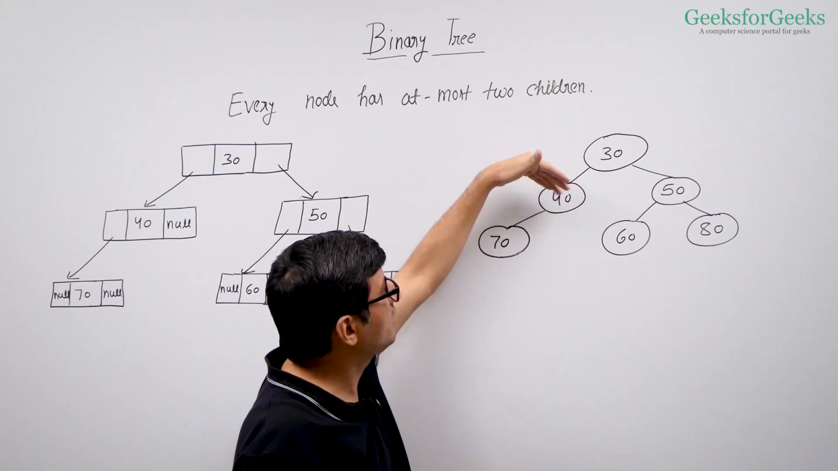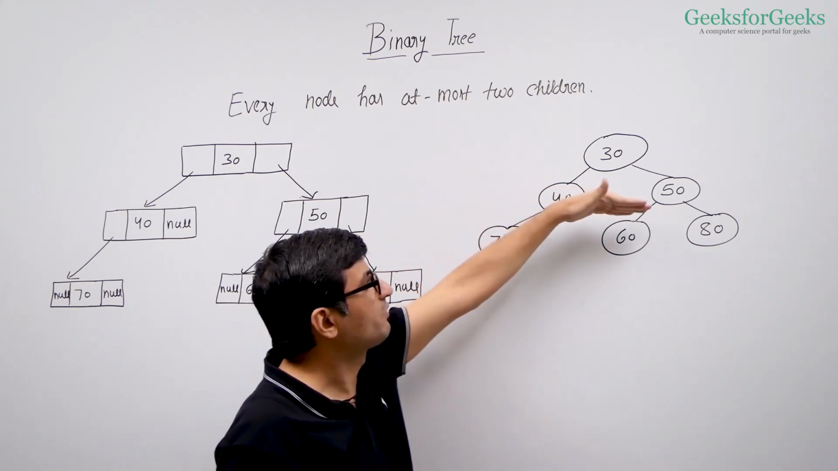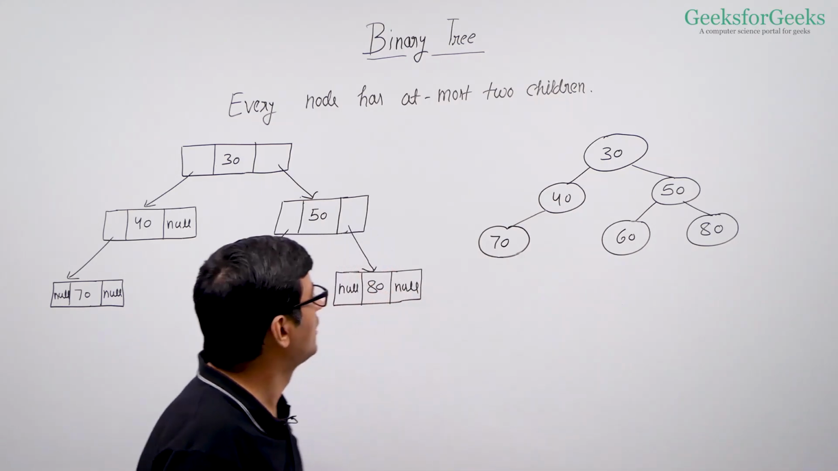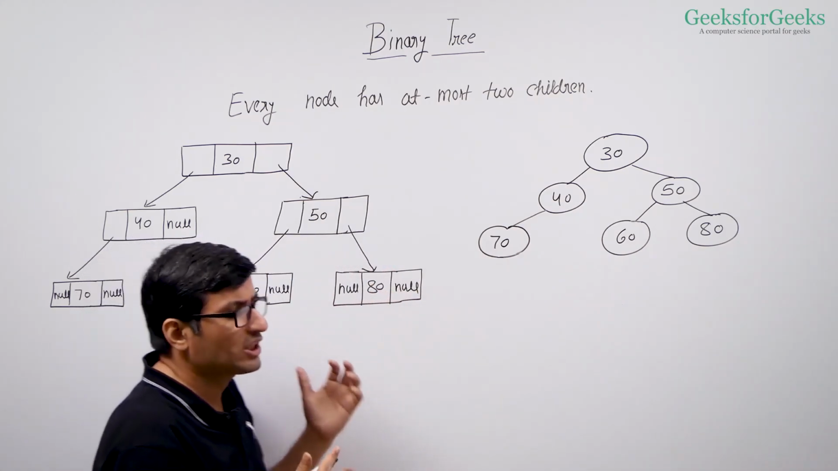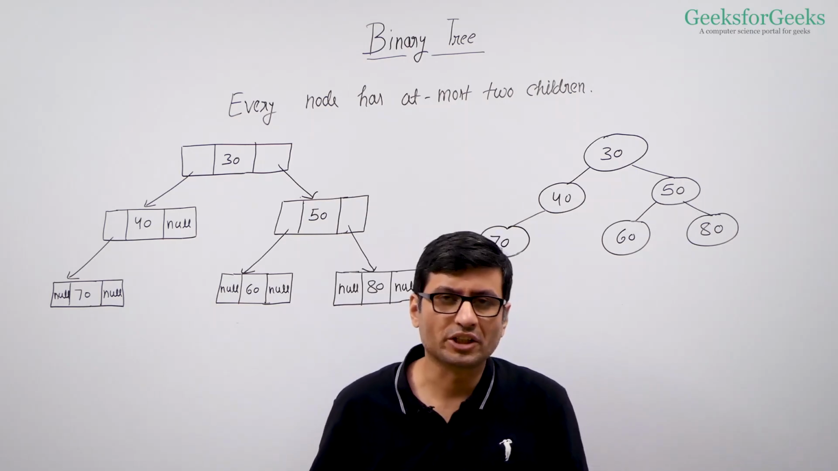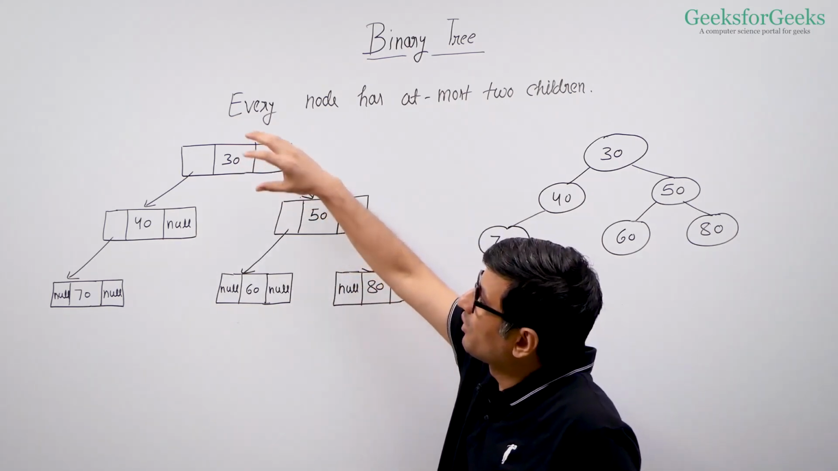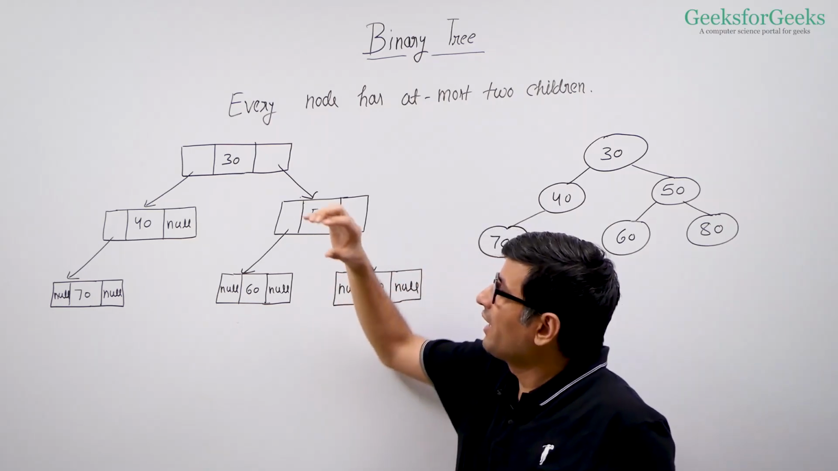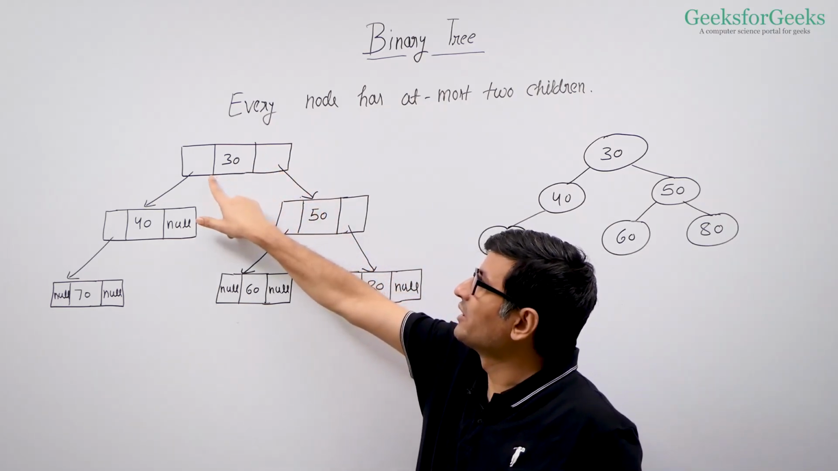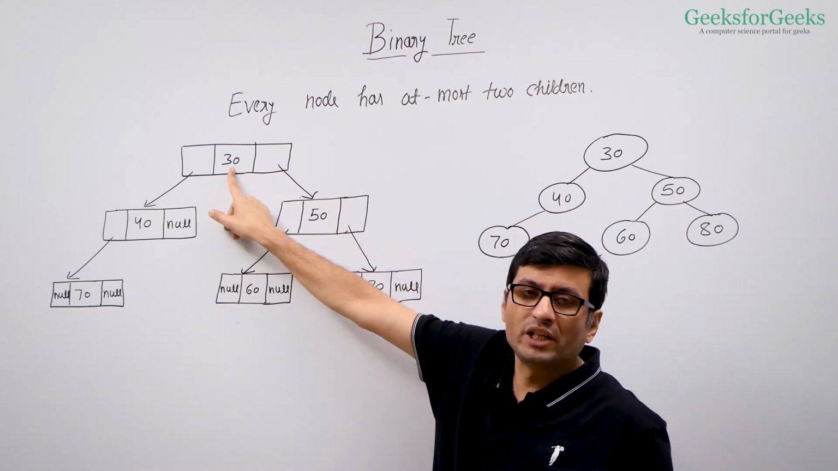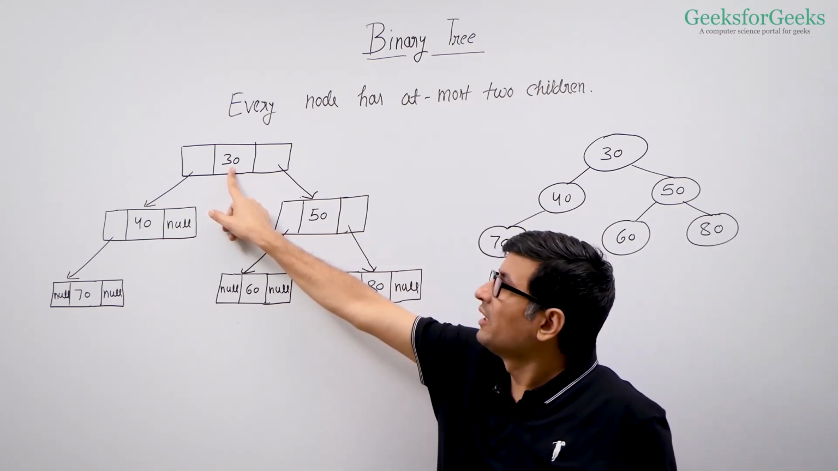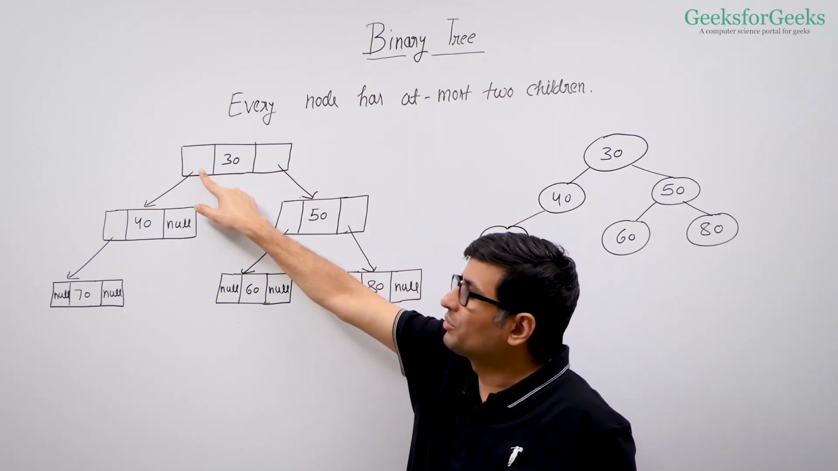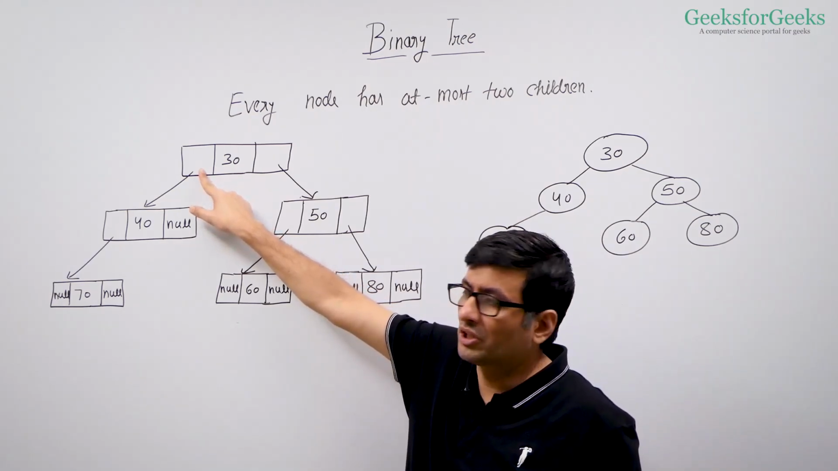Here is an example of binary tree. 30 has 2 children, 40 has 1 child, 50 has 2 children, and these nodes do not have any child. This is how we actually represent a binary tree. We have a root node which is representative of this binary tree, and every node has 3 fields. It has this field called key or data, and the 2 fields are references or pointers to the 2 children, at most 2 children, right?